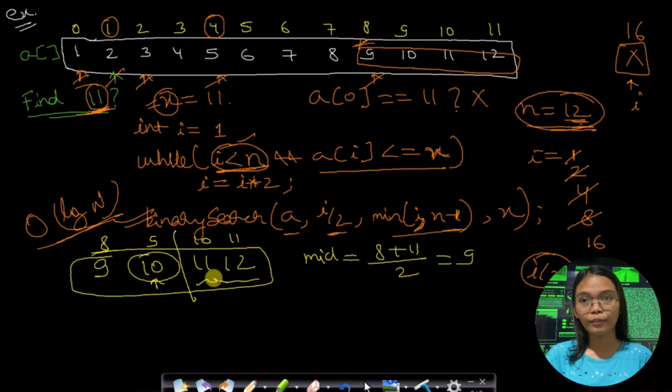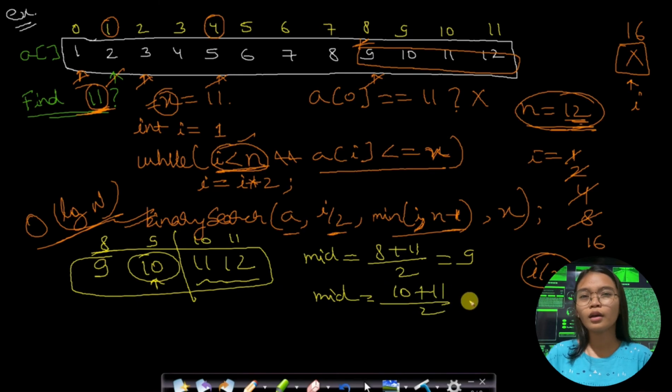Now we will again find the middle element, and this time low will be equal to 10 and high is equal to 11, and this will be 10 plus 11 divided by 2, which will be equal to 10. So now we will check with 11, and you can see that we have found our element because we were searching for 11 and we found 11.